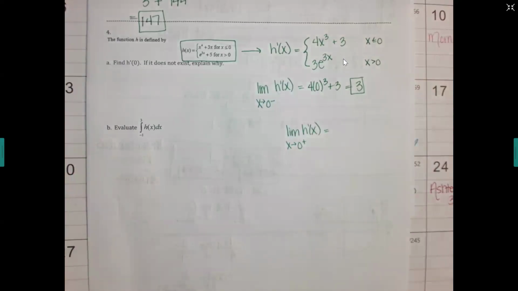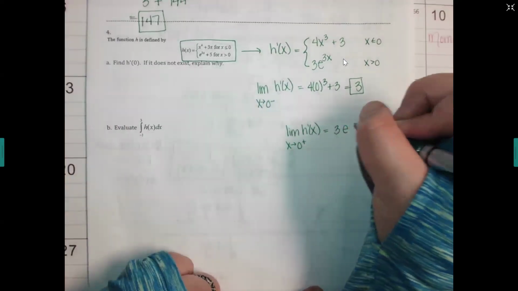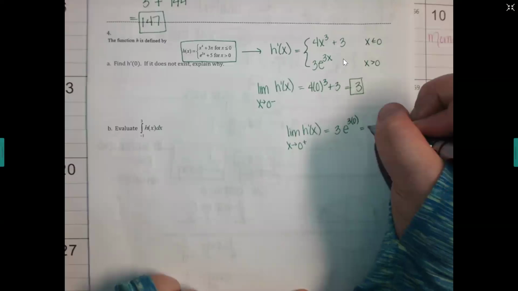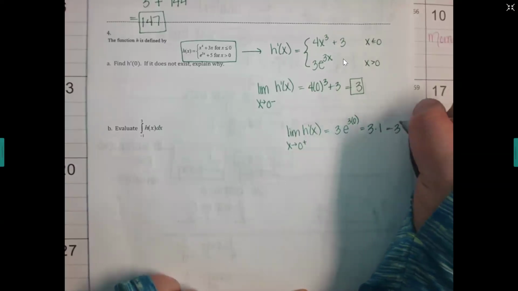Okay, on the right side, we're plugging into the bottom. We'd have 3 times e to the 3 times 0. e to the 0 is 1. 3 times 1 gives me 3. So did my left and right side derivatives match? Yes. Okay, now there's one more tricky thing that I want to show you off of your little cheat sheet.